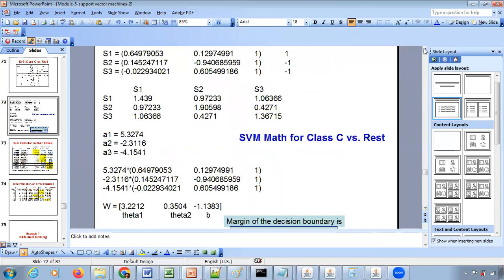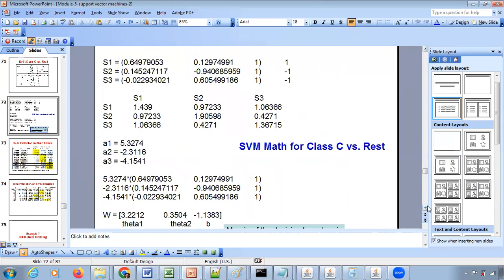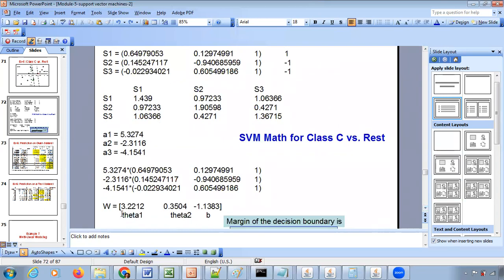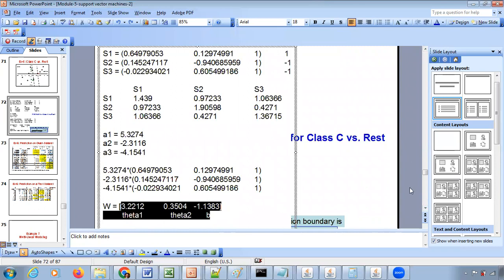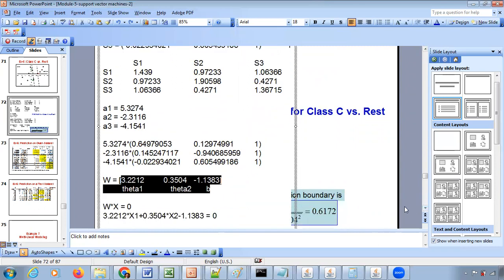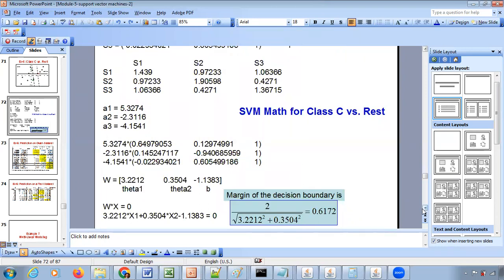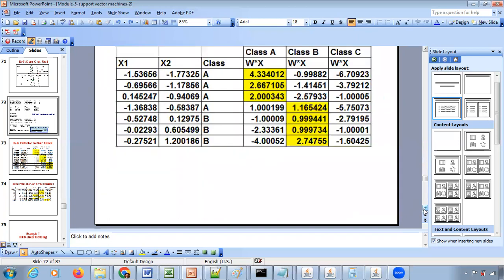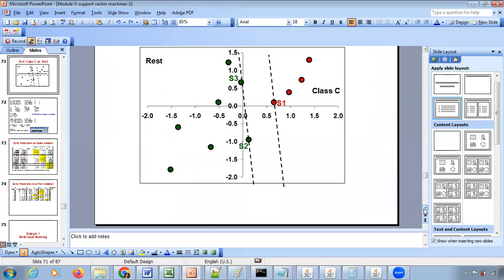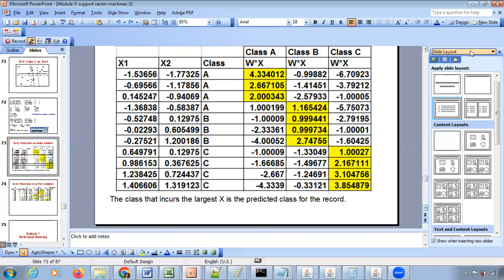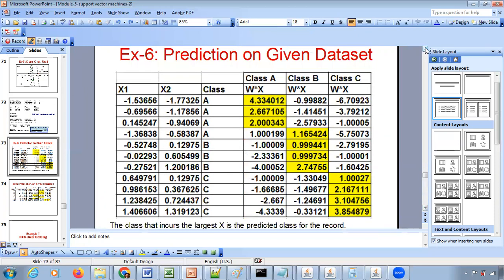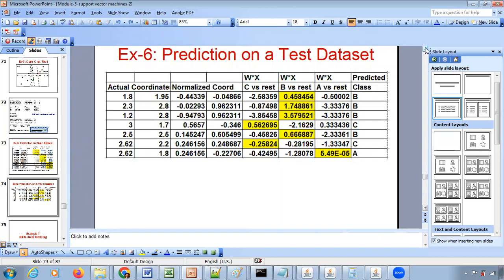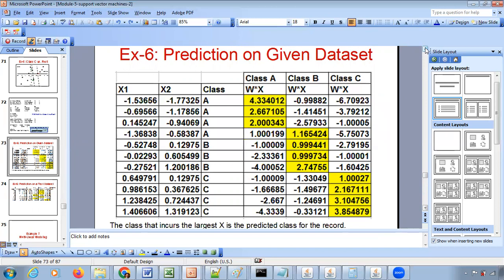So go to SVM math for this, and we find W1, W2 to be this data 1, data 2, and B. And the margin should be reasonably larger here as well, 0.6172. And you can go to the WX equal to 0 process to fit a line that will divide this margin, but we are not interested in that. We'll straight away go to the prediction. We'll predict it on the given data set first, and then we'll predict it on any test data set. This is an important part of this multi-class classification.